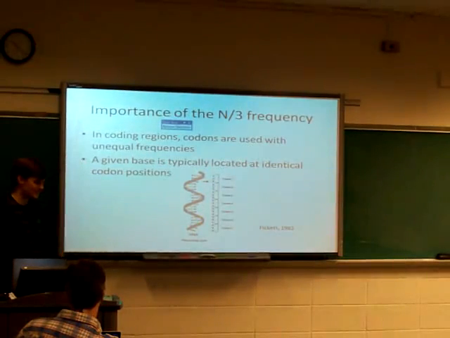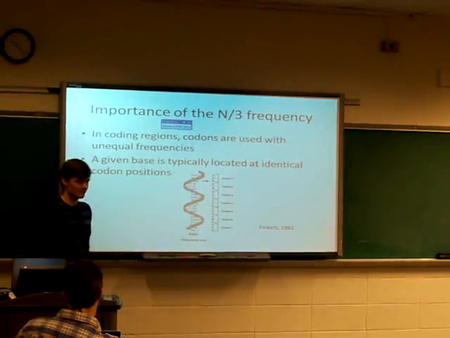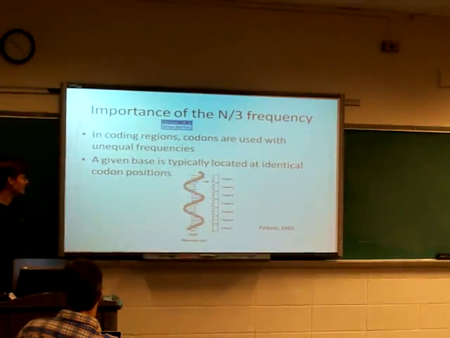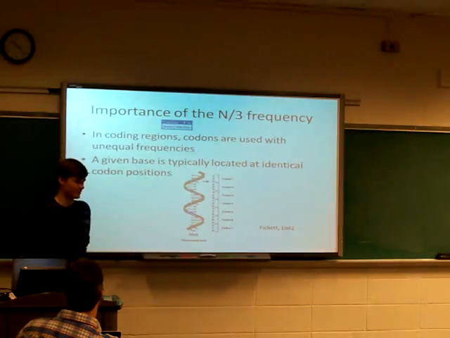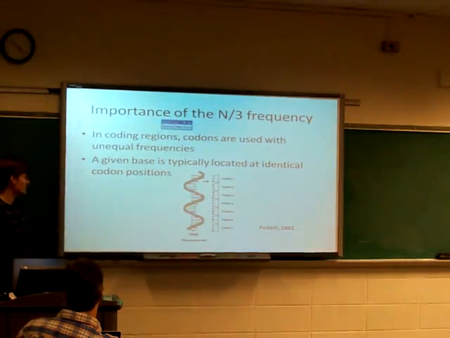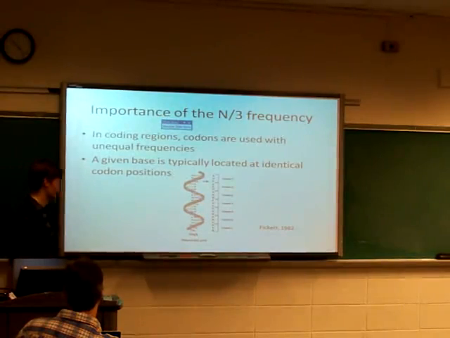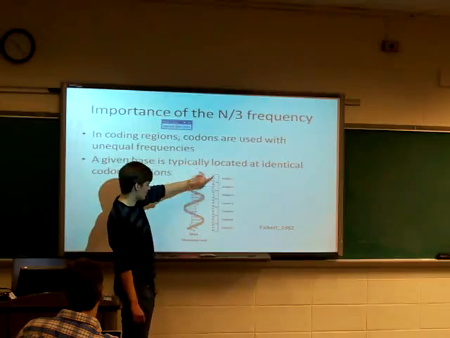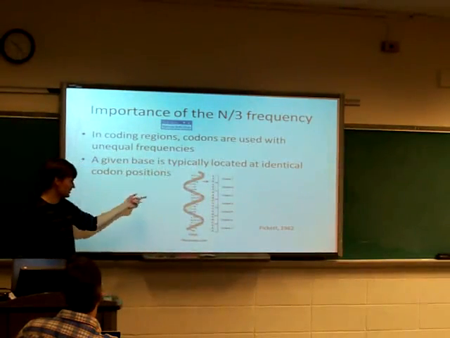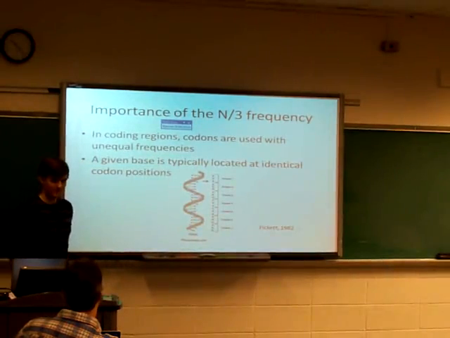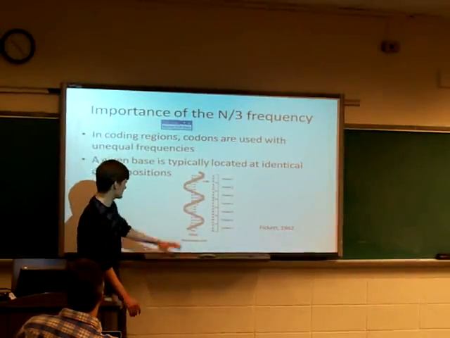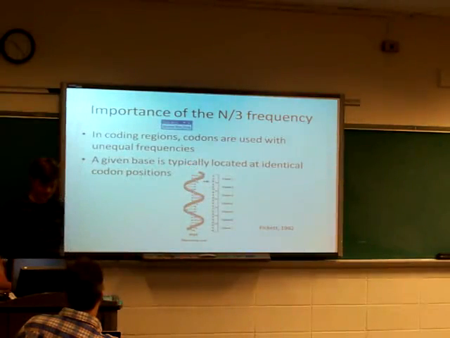I guess since the 80s, people have noticed that exon regions tend to have peaks at the frequency N over 3. The intuition behind this, I'm not sure if they figured this out before or after they saw the peak, is that codons are used with unequal frequencies in exons, and a given base tends to be located at identical codon positions. So if an A is in codon 1, it will tend to be at the first position of codon 2 and of codon 3. The same thing goes for the other nucleotides. So it gives some periodicity to the coding regions.